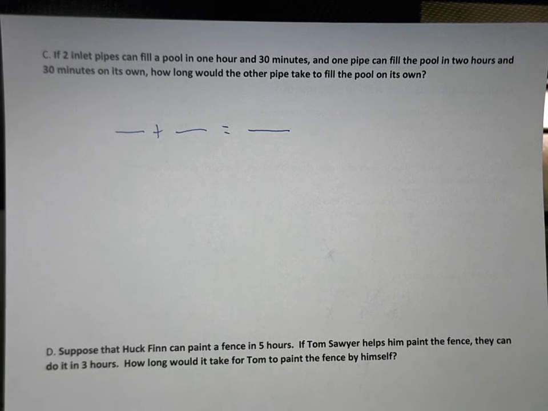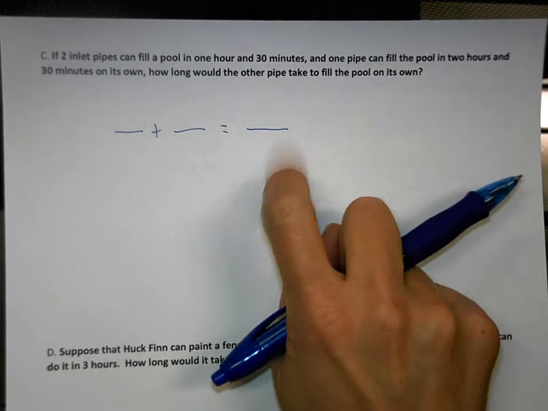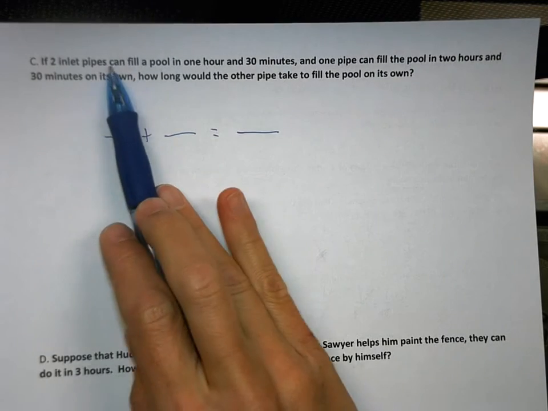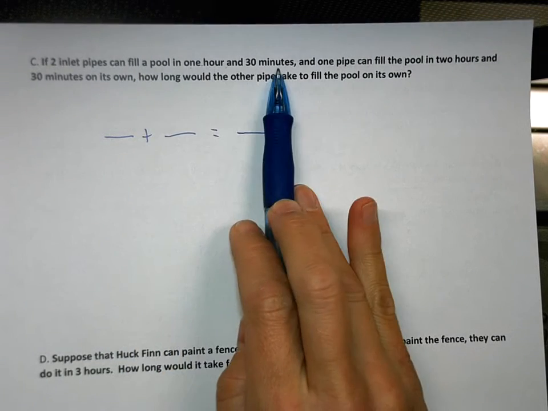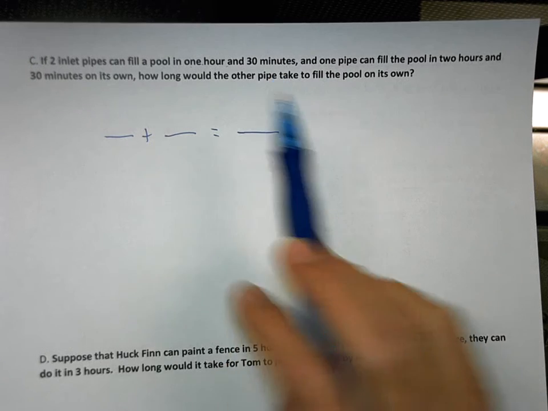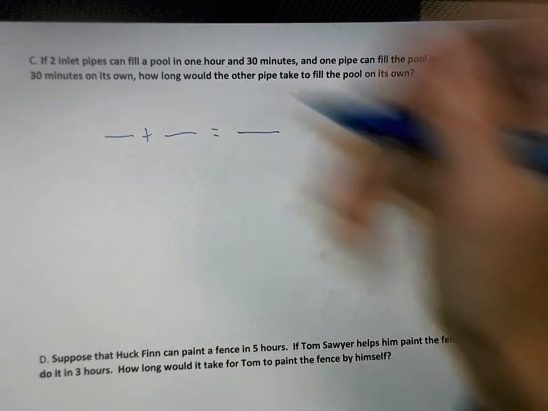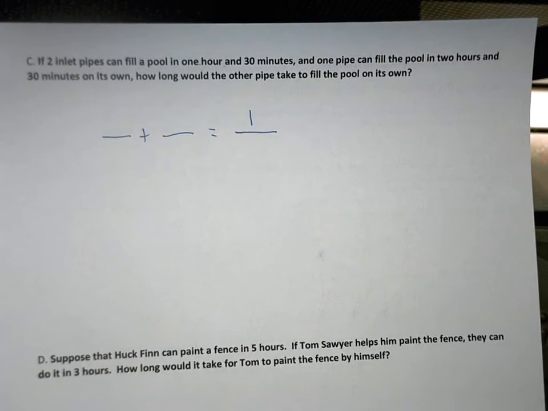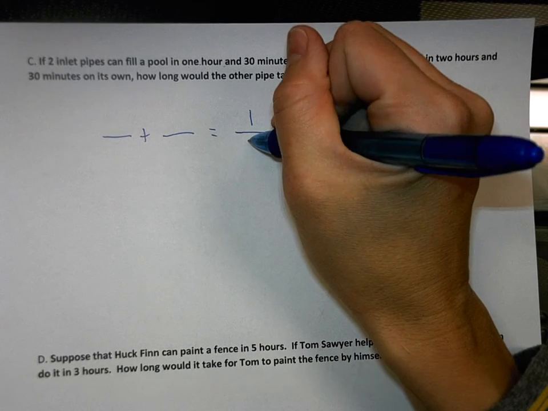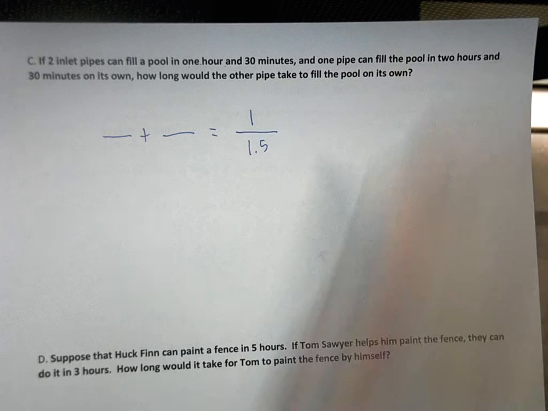Okay, so our together time always goes on the right side. So what fraction are we going to write on this right side? Because here it's saying if 2 inlet pipes can fill a pool in 1 hour and 30 minutes. So that's together, they're working 1 hour and 30 minutes. You have one job that they're completing, and it takes them what? 1.5 hours. Okay. Is that okay?